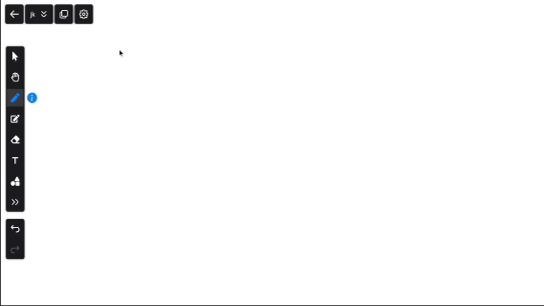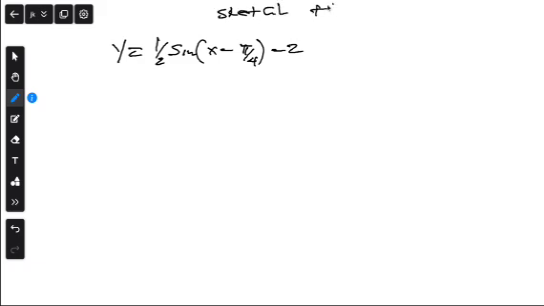Now, let's say you have been given y equal to half sine open bracket x minus pi divided by 4 close, then minus 2. You have been told to sketch the graph. How can you go about this one? Sketching the graph is just very simple, but all you need to know is the standard format.